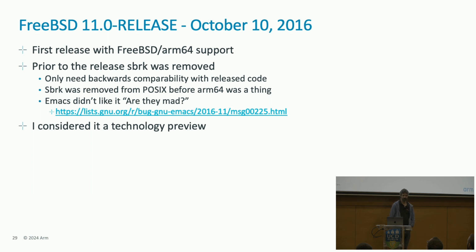Prior to this, we'd originally put in sbrk and brk calls and decided they'd been removed from POSIX years before ARM64 was a thing. Do we really need these? Emacs seem to not like that, because there's an email here saying that when told that these had been removed, they said, "Are they mad?" So as a user of Vim, I think that's a badge of honor.